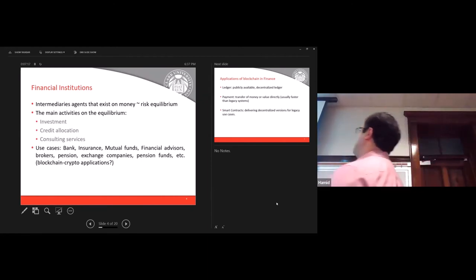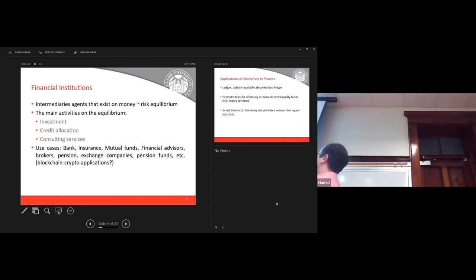But what are financial institutions? They're intermediate agents that exist under this equilibrium of money and risk. Their main activities are investment, credit allocation, and consulting services. And we have these use cases like bank, insurance, mutual fund, financial advisors, brokers, pension fund, exchange companies. She will talk about blockchain or cryptocurrency applications of them. For example, the Coinbase app is used for buying crypto, the exchange company. We also have some decentralized banks right now that do peer-to-peer lending or provide insurance.